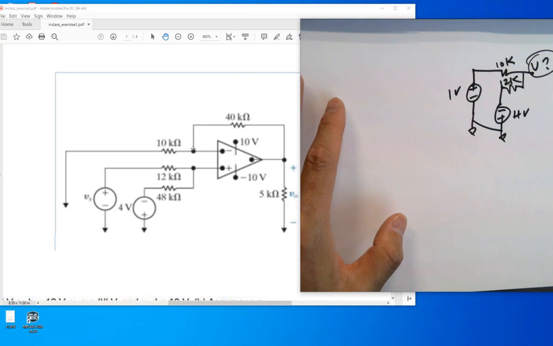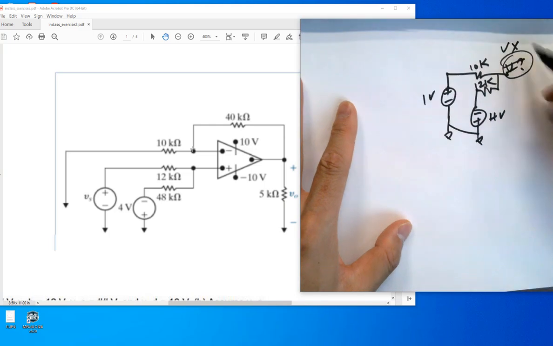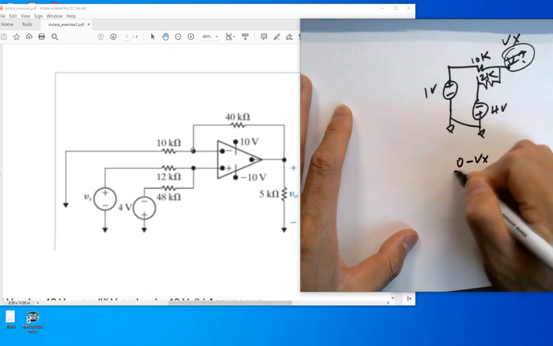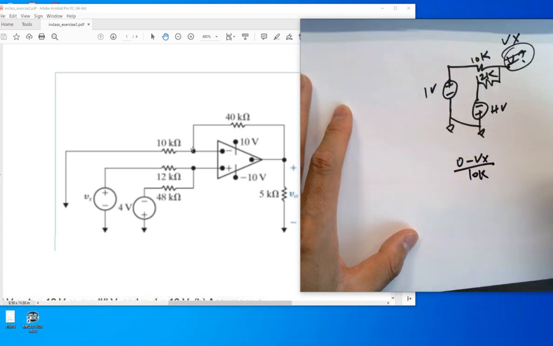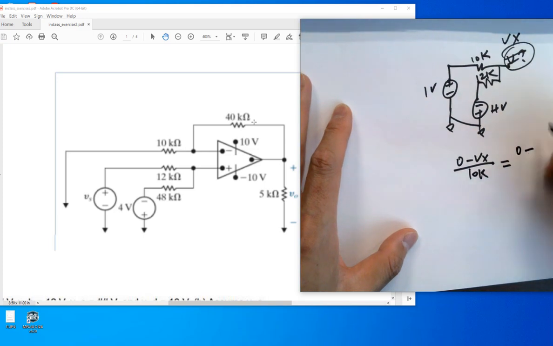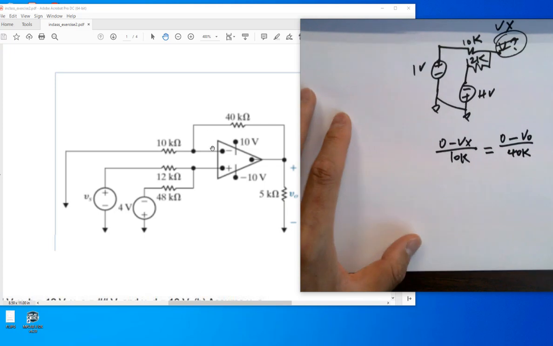Let's assume this is Vx, okay, Vx. You can calculate Vx. And so it's going to be 0 minus Vx over 10K, which is a current over here. It's going to go up. So that current is 0 minus V out over 40K. That's it. That's the equation that determines V out.